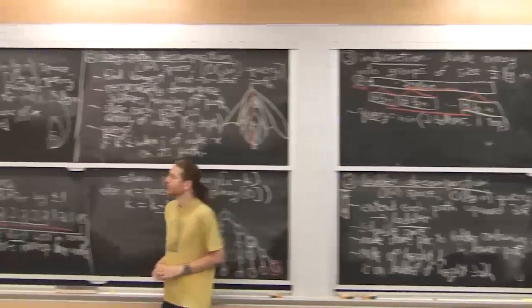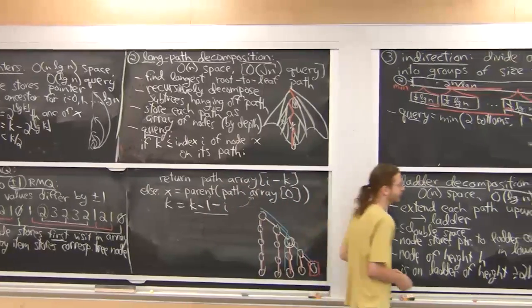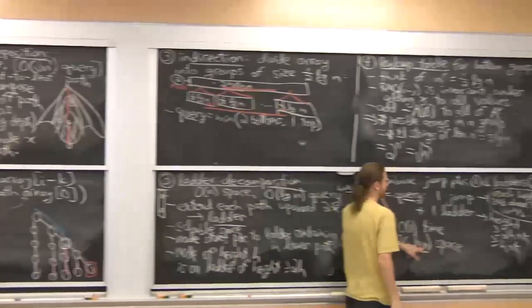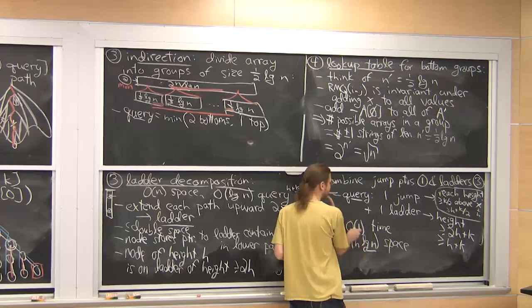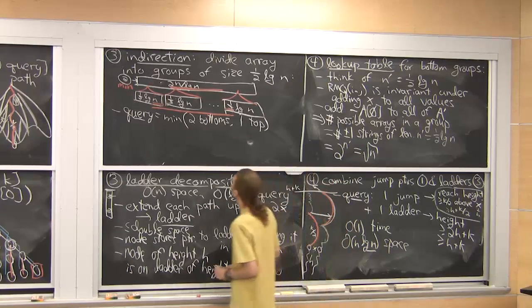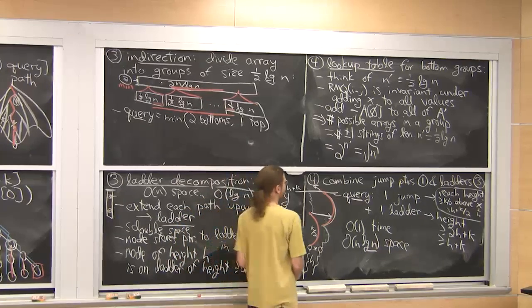Okay. So last thing to do is to shave off this log factor of space. And we're going to do that with indirection, of course. Constant time and log n space. But it's not our usual type of indirection.